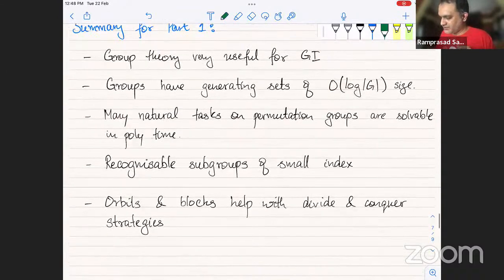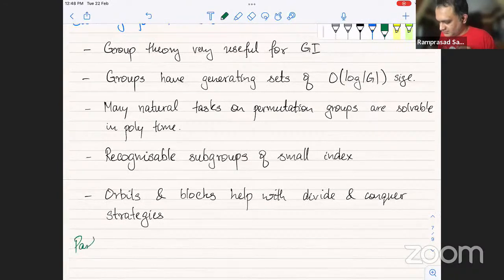Part 2 onwards, part 2 will deal with computation on polynomials, and we'll begin from next class.